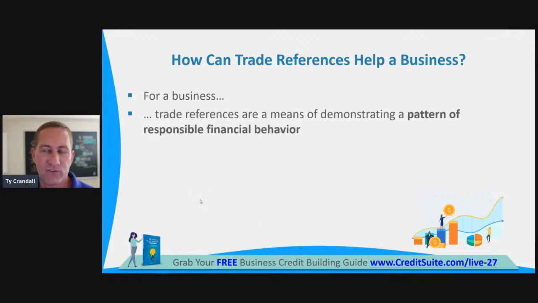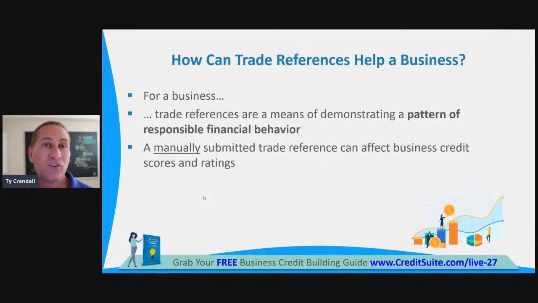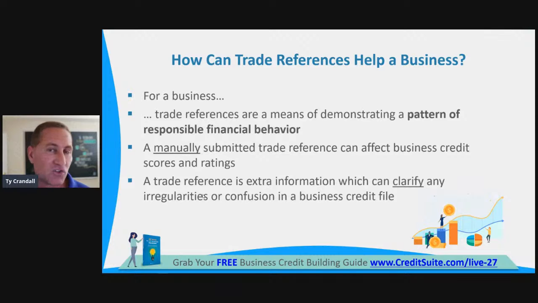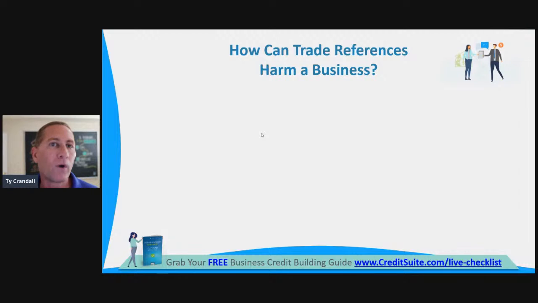So how can trade references help a business? Well, trade references are basically a means of demonstrating a pattern of responsibility financially, right? A manually submitted trade reference can affect business credit scores because that positive account is now calculated into your overall Paydex score. And a trade reference is extra information which can clarify any irregularities or confusion in a business credit profile, and it gives you more positive accounts which calculate into your overall score.